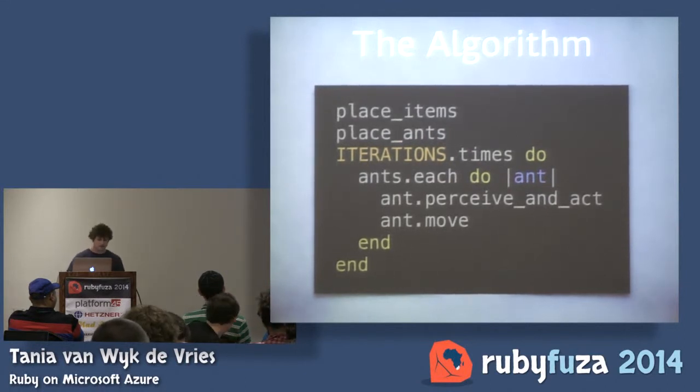So for as many iterations, maybe forever, if it's a worker or whatever, you tell each ant to perceive its environment and act upon it, and we'll talk about the probabilities. And then you tell each ant to move. If it's got an item or not, doesn't matter, it needs to move.